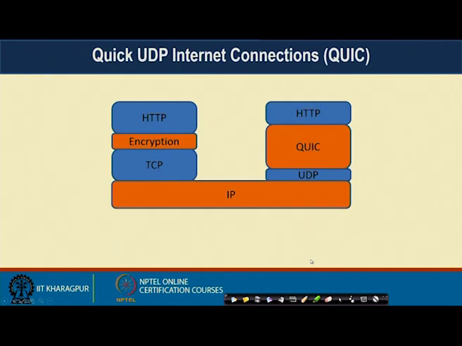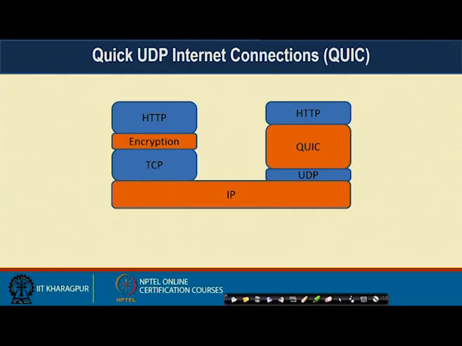The full form of Quick is Quick UDP Internet Connection. The first detailed research paper on Quick came from Google at SIGCOMM 2017. I suggest all of you go through that paper to know more details about Quick. Also, you can see the internet draft of Quick to look into the specific protocol.